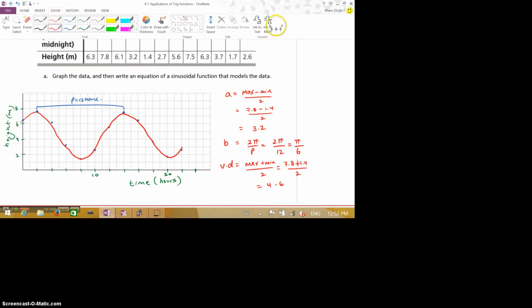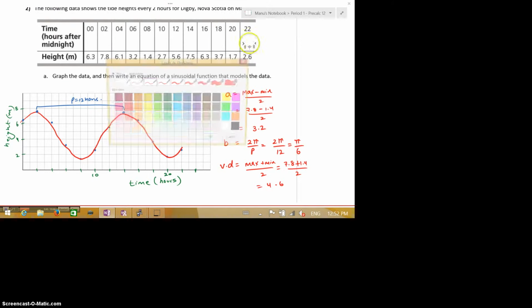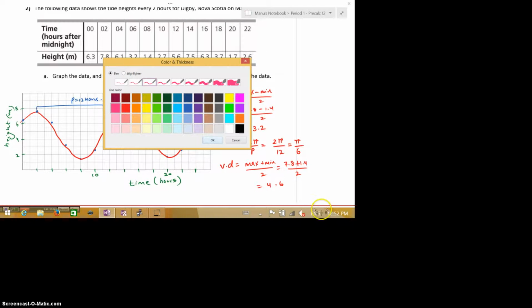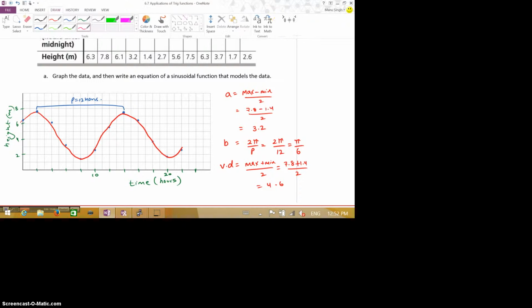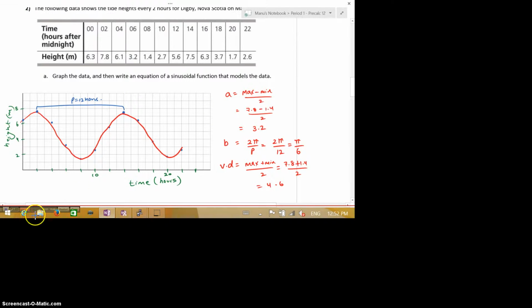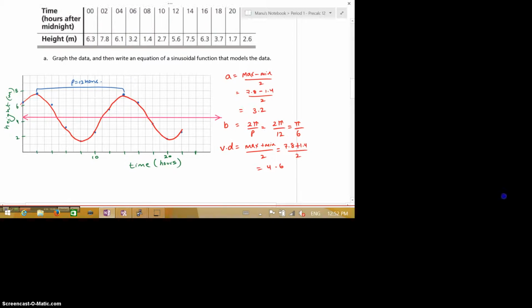So if I draw that midline out, then at 4.6 I'm going to have a midline right about here. Does it look like that would represent the midline on my graph? Do a visual inspection, make sure it actually makes sense. So the midline at 4.6.